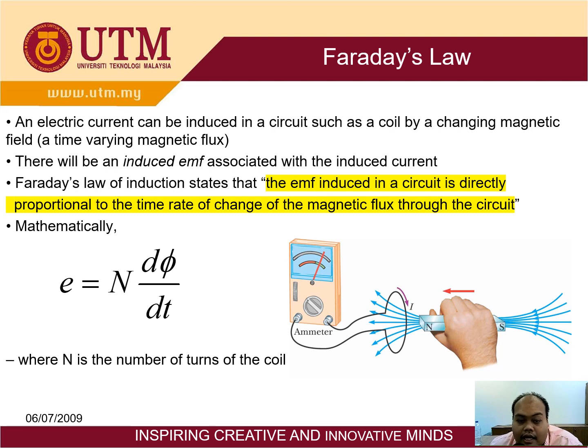N is the number of coils. So you have to memorize the equation. E is the induced EMF, electromotive force. This symbol is flux, so dΦ over dt is the rate of change of flux. Please memorize this statement, the definition of Faraday law. That's it, and memorize your equation.